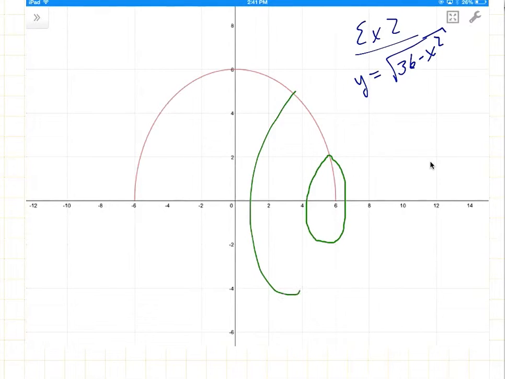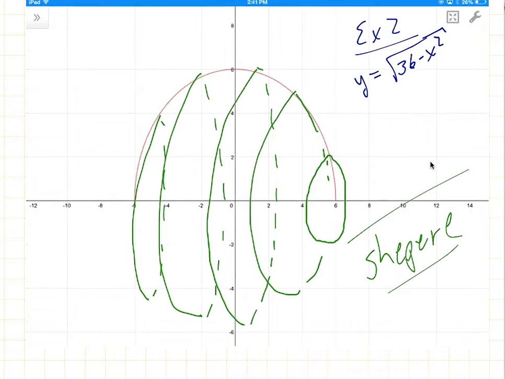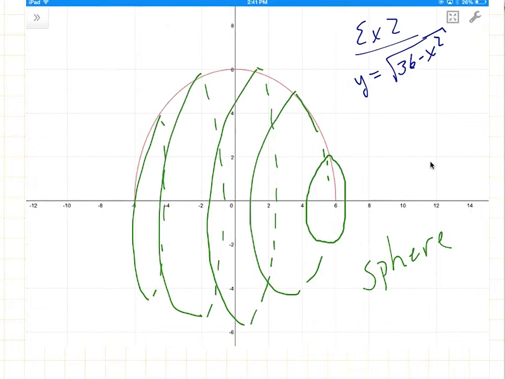Here we'll get a disc sort of like that. Here we'll get a disc like that. And you should see that as we get all of these discs, what we end up with, we have described, let's spell it correctly, we've described a sphere, right? And the sphere has got a radius of 6.